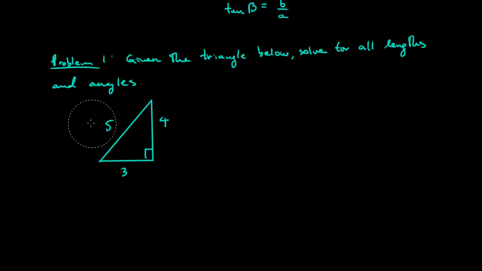Actually, let's do something different. Let's try 4 and 5. And let's label this as triangle A, B, and C. Okay, so just a recap of how to actually use the trigonometric ratios.